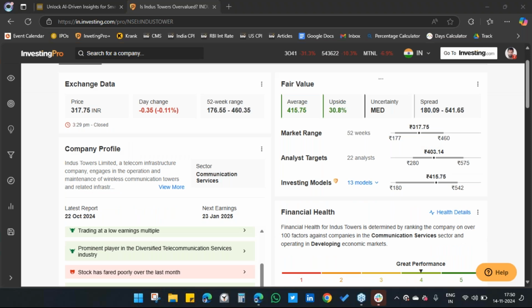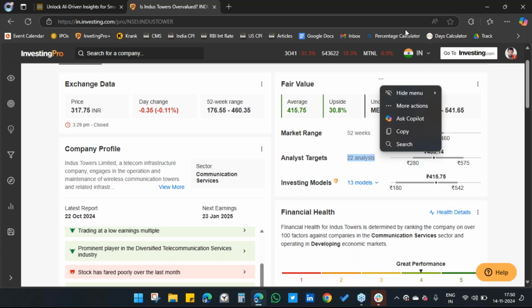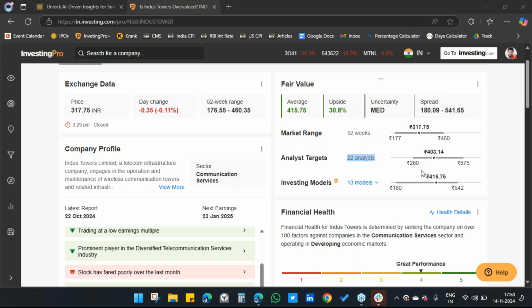You can also look at the analyst target over here. You can see the analyst target section. It says 22 analysts, which means 22 analysts are covering the stock. Analysts again means your brokerage houses, your institutions, and everyone who comes out with a report and a target. The targets have been given from 280 to 575. The lowest target is 280, the highest is 575 among all these 22 analysts. The average of them is 403.